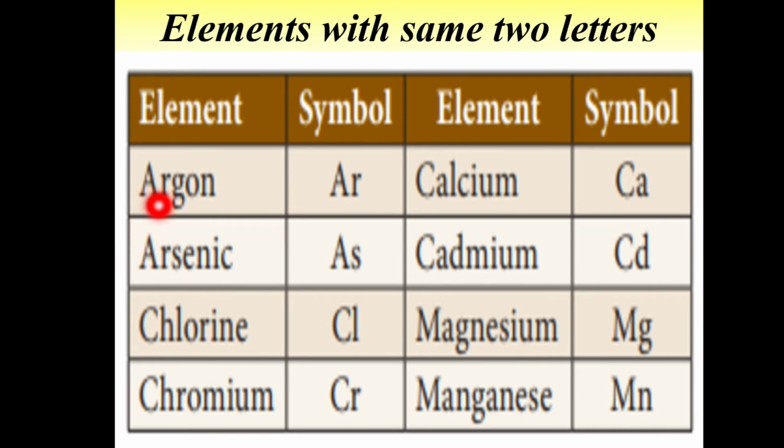For argon we have taken the first letter and the second letter, Ar. And for arsenic we have taken the first letter and the third letter, As. For chlorine we have Cl and for chromium we have Cr. In the same way, for calcium it is Ca and for cadmium it is Cd. For magnesium it is Mg and for manganese it is Mn. So these are the elements with the same two letters.